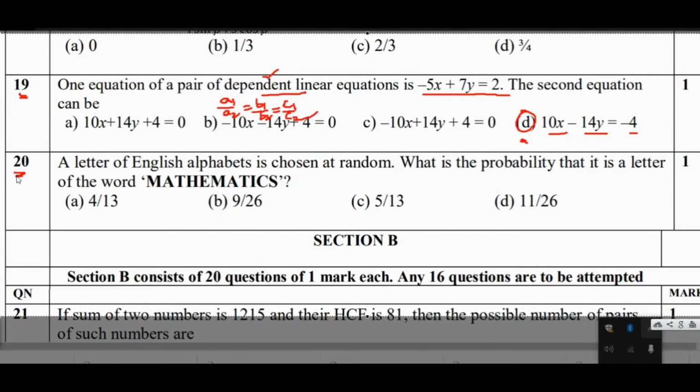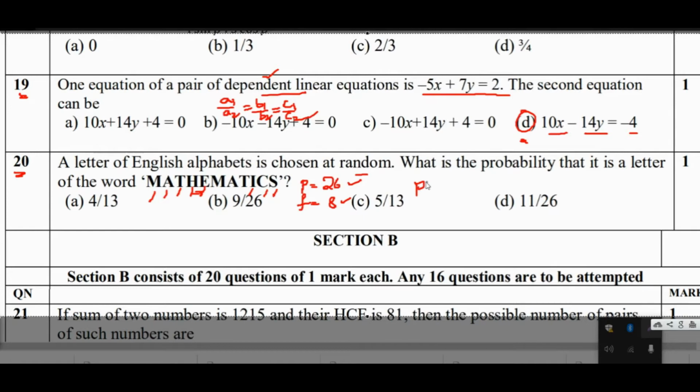Moving on to 20th question, last question in section A. A letter of the English alphabet is chosen at random. What is the probability that it is a letter of the word mathematics? We all know that in the alphabet there are 26 letters, so the number of possible outcomes will be 26. Favorable outcomes are 8, because in mathematics we have to choose letters such that the letter should not be repeated. 1 2 3 4 5, M is also repeated, A is repeated, T is repeated, 6 7 8. So favorable outcomes are 8, total number of possible outcomes are 26.